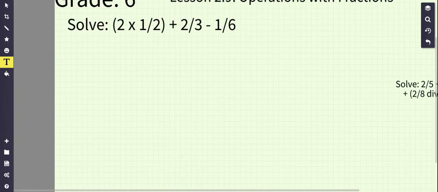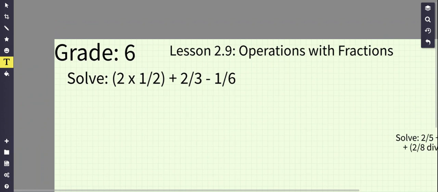Alright, so today we're gonna do more operations with fractions. And next lesson, 2.10, we're gonna do more operations with mixed numbers. These lessons, 2.9 and 2.10, are gonna be about operations with fractions and mixed numbers.